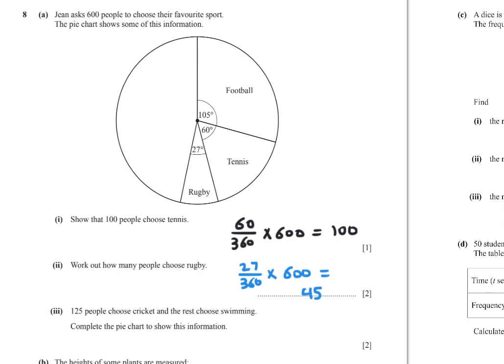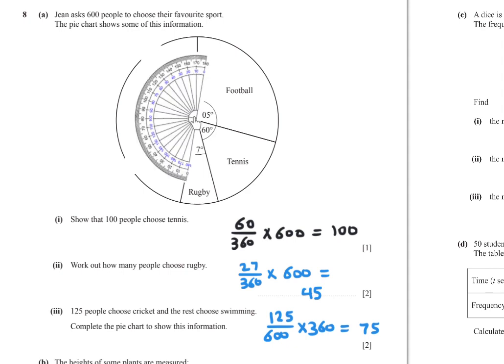(iii) 125 people chose cricket and the rest chose swimming. Complete the pie chart to show this information. 125, so to find the sector angle, 125 over 600, the total, multiply by 360 equals 75. So now use your protractor to draw angle 75 for cricket.